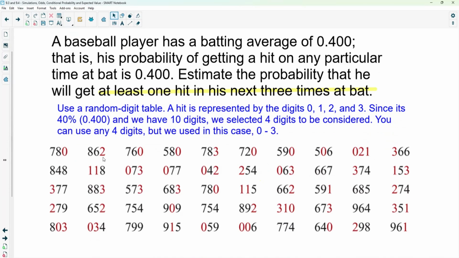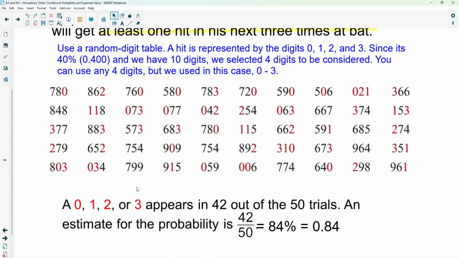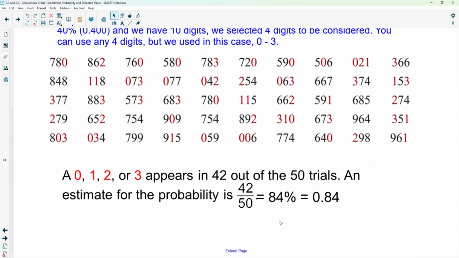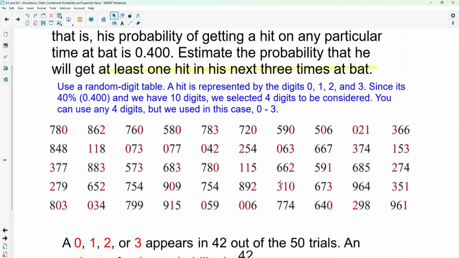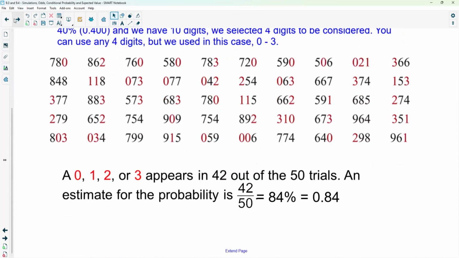So you're not counting the digits, you're counting how many sets of 3 have any red. If you count, we got 1, 2, 3, 4, 5, 6, 7, 8, 9, 10, and 1, 2, 3, 4, 5. That means this is a total of 50 sets of 3. Out of those 50 sets of 3, 42 of them have something red, either 1, 2, or 3 digits red. So that represents 42 out of 50, which is 84%. Again, you're trying to get a percentage. So there's an 84% chance that when he goes to bat, he will get a hit.